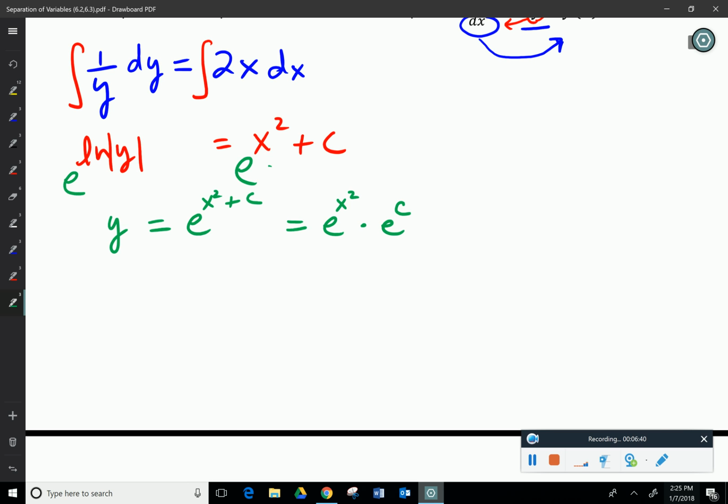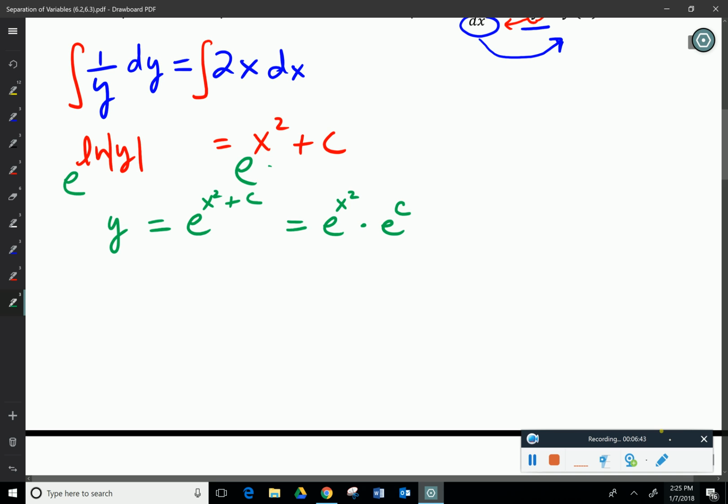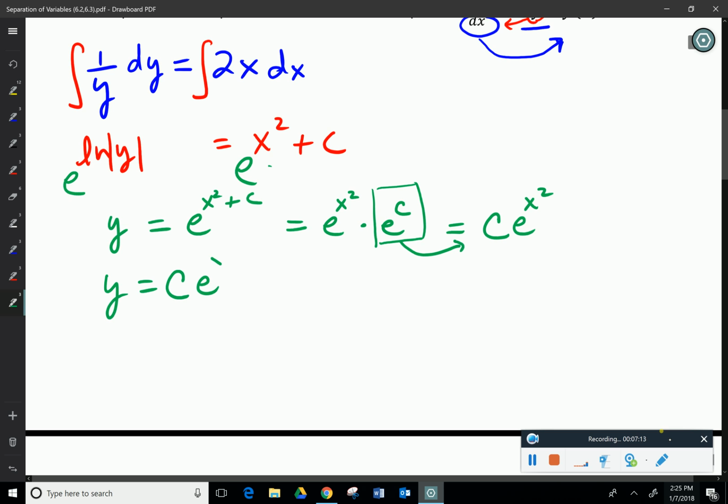Well, let's go a step further. This e to the c, I mean, e is a constant, c is a constant, so e to the c is just a big old constant. So instead of writing it as e to the c, I'm just going to think of it as a big old c in its place. Now I'm not saying that these are the same c, right? But it's just a new constant, and then it's being multiplied by this e to the x squared. And that tends to be the notation you'll see. So y equals c e to the x squared.